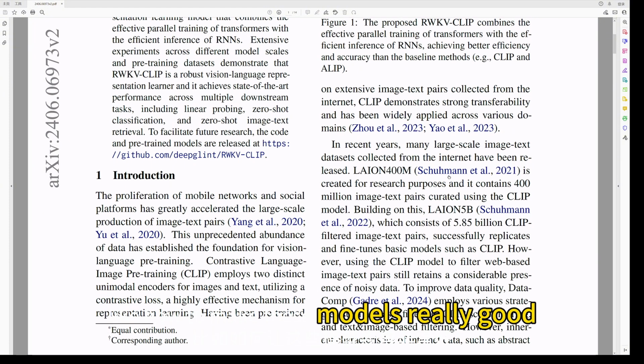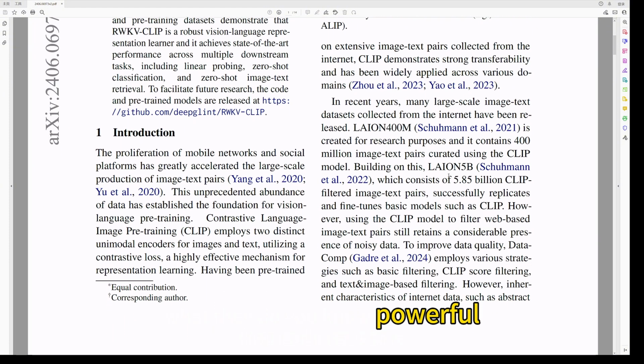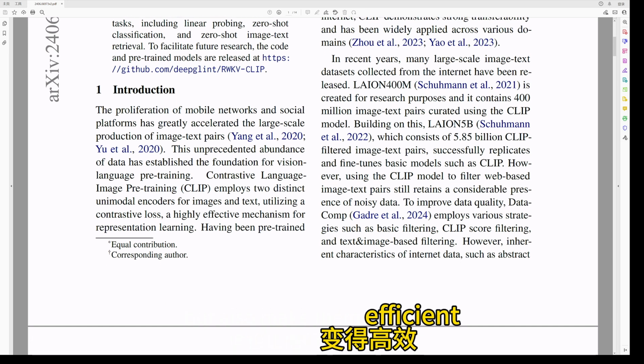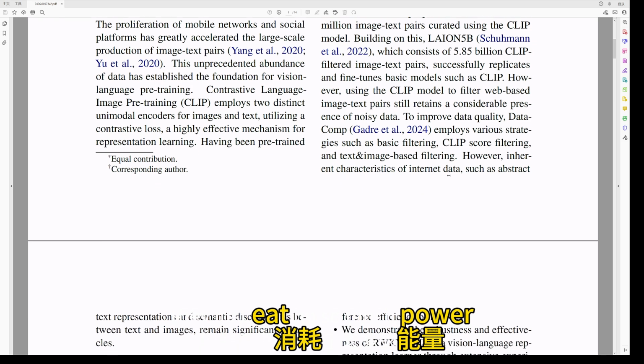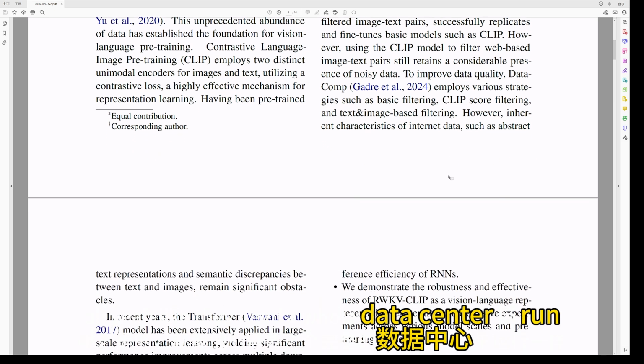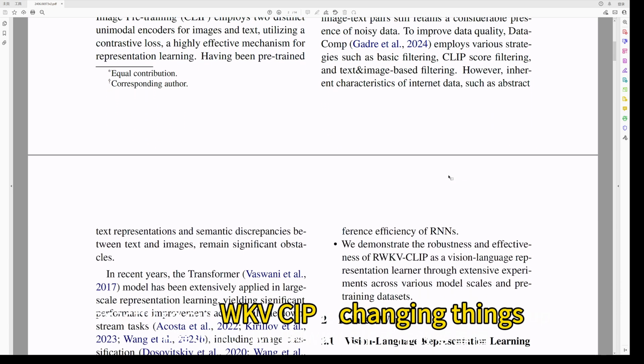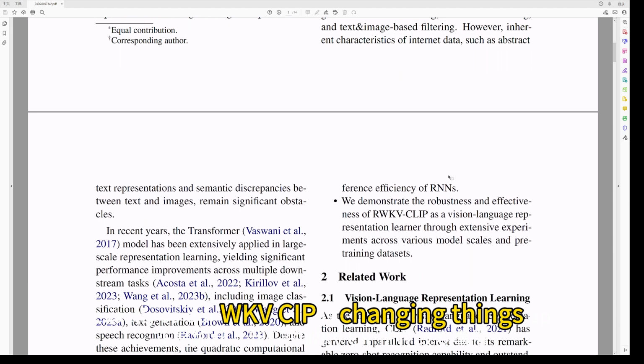What's that? Like how to make these models really good at what they do, powerful, but also make them efficient. The old models, like those transformers, they just eat up so much power. Like they need a whole data center to run. Exactly. So RWKV-CLIP is changing things up.